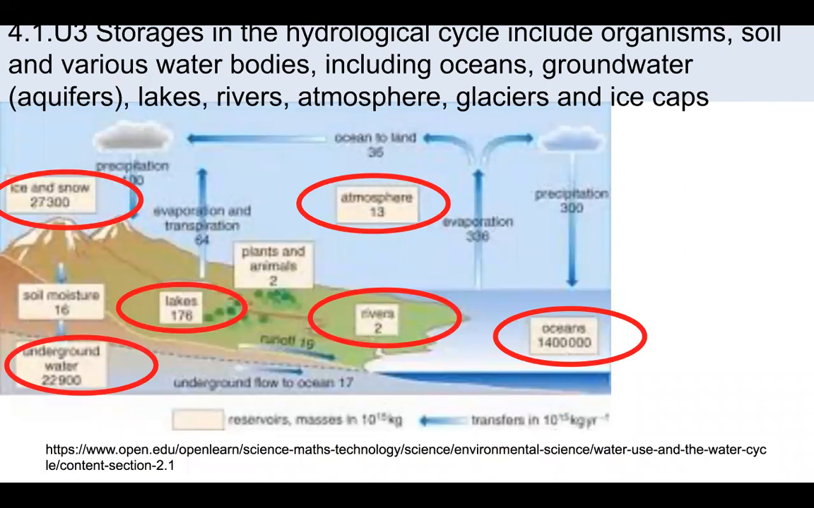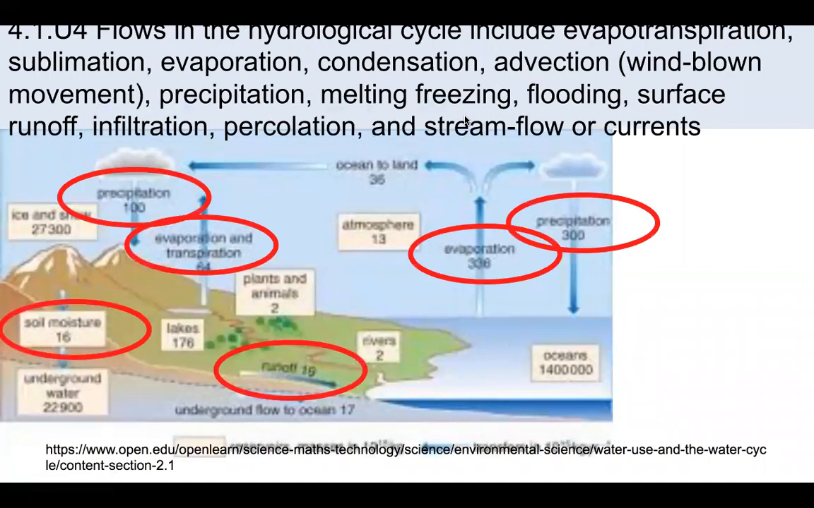Again, here's some storages from the water cycle. We have organisms, plants and animals, soil, water bodies, including oceans, groundwater or aquifers. This is where water is stored in the ground, so we tap into those for wells. Lakes, rivers, the atmosphere, glaciers, and ice caps. And then we have some flows.